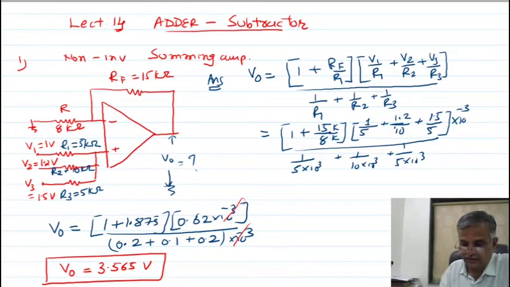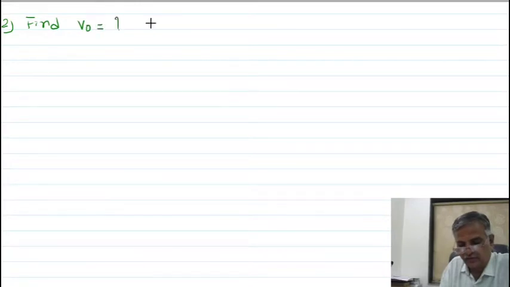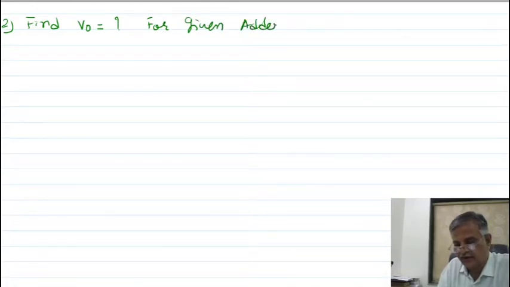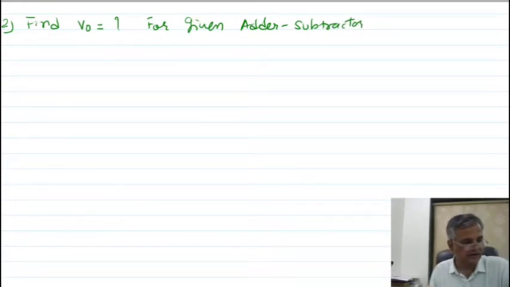Second numerical I want to do for adder subtractor. Look here, I am showing you the adder subtractor circuit, and the question is: find the output voltage for the given adder and subtractor circuit diagram. I am showing you the circuit diagram.